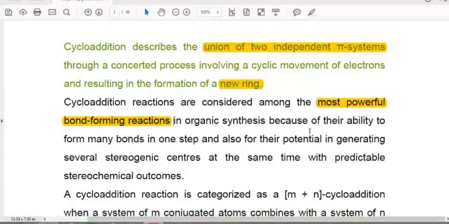These are the most powerful bond forming reactions because they have the ability to form many bonds in one step, and they have the potential to generate several stereogenic centers. So predictable stereochemical outcomes may be possible with the execution of cycloaddition reactions.